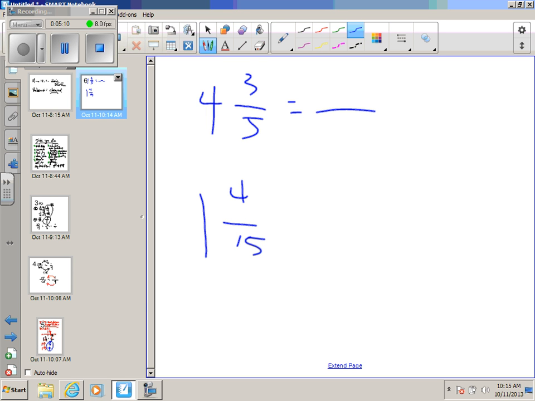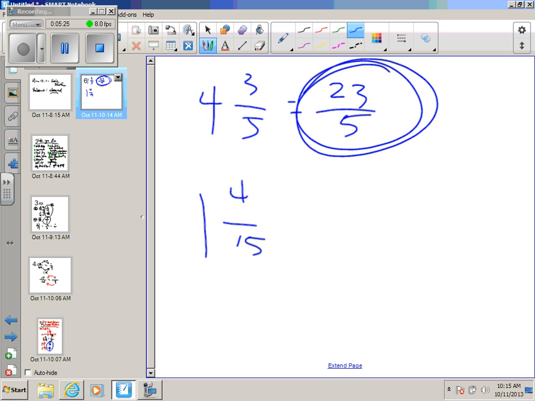Denominator is what? Say it. Multiply denominator by whole number. 5 times 4 plus 3. Good. Yes, you got it. Denominator stays the same. One times 15 plus 4. So now it's all the more important that you do this right away, because now you got it. That's the answer I got.